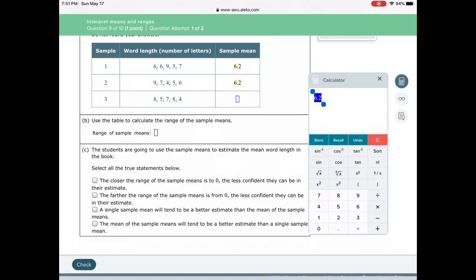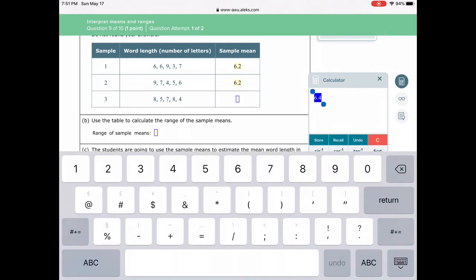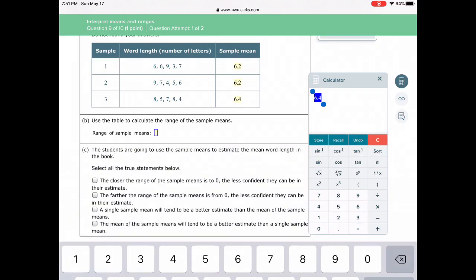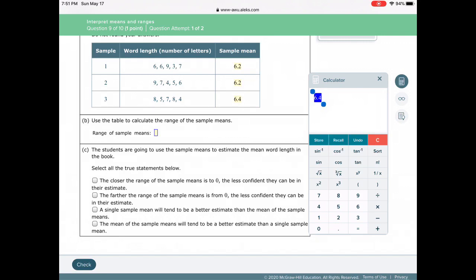So clear this calculator. 8, 5, 7, 8, and 4. Total that up, I get 32, and 32 divided by 5, 6.4. So all of these are very similar to each other. There's not a lot of variability here. Everything is all very close to each other.